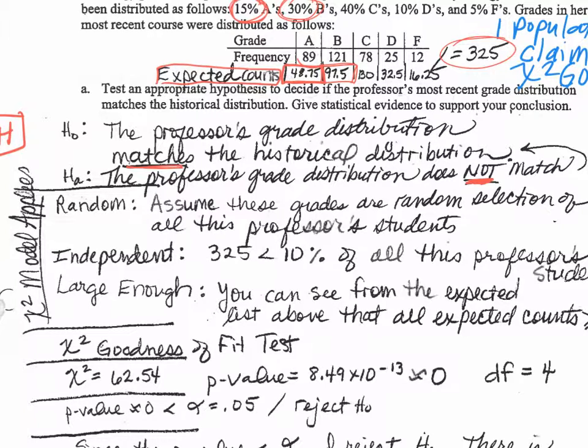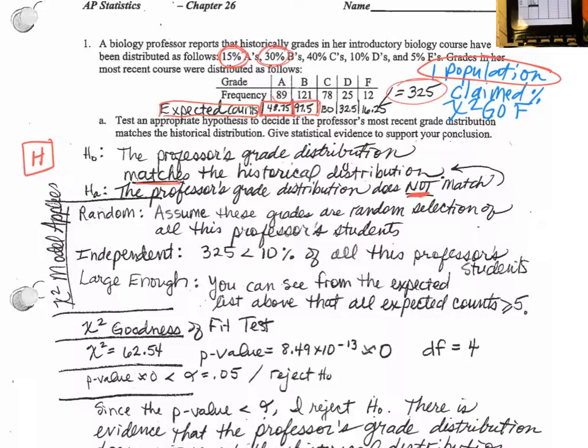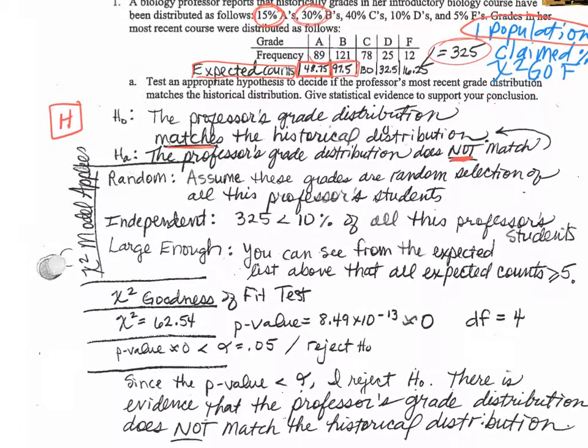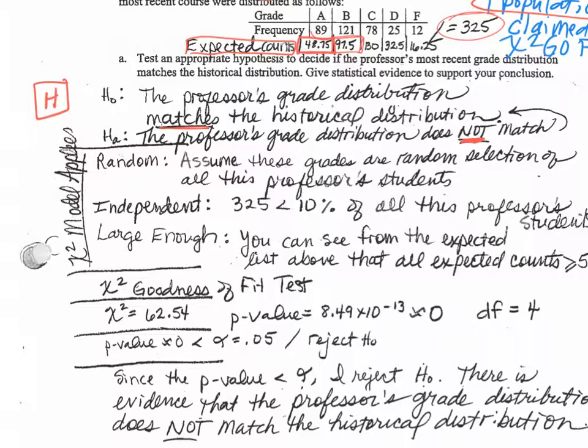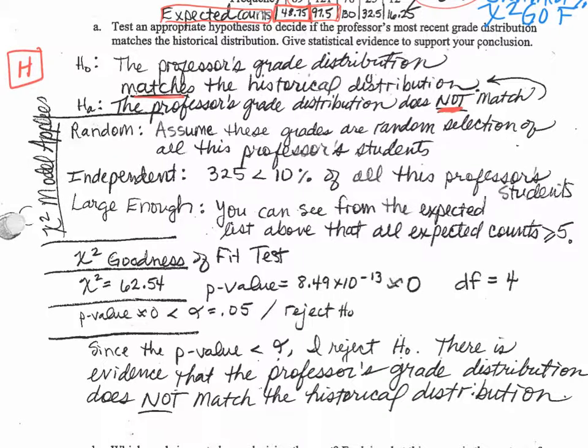Now conditions. Because this is one population, I'm doing the conditions on this one population of her students. For random, I'm going to assume that these 325 students are randomly selected from maybe all of this professor's students. For independent, I don't know how far of a stretch this is, but 325 would have to be less than 10% of all such professor students. I don't know if this is all that she's ever had, because over 3,000 students seems like a lot, but these are, again, assumptions. Upon these conditions being met, you know that this chi-squared model applies.